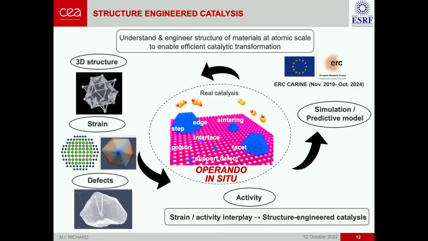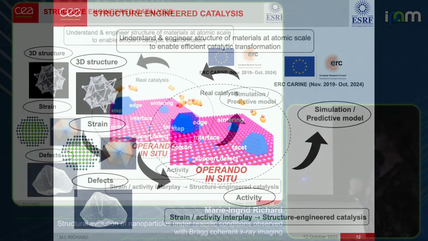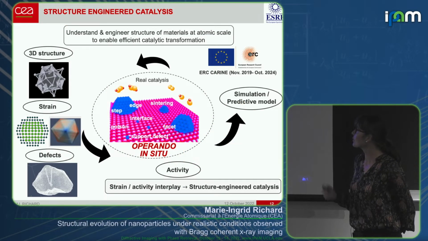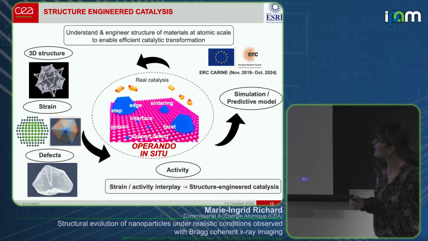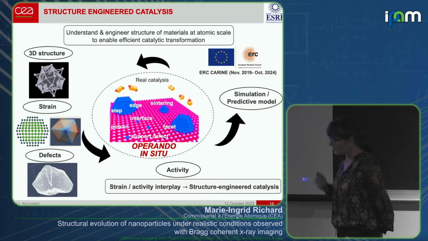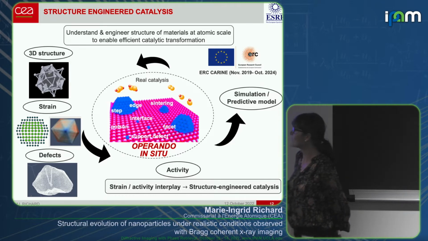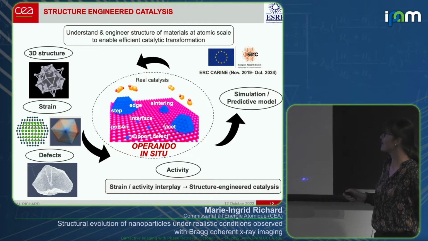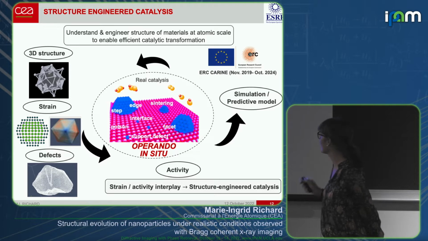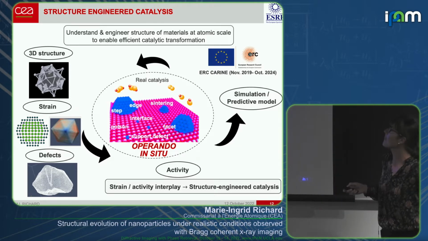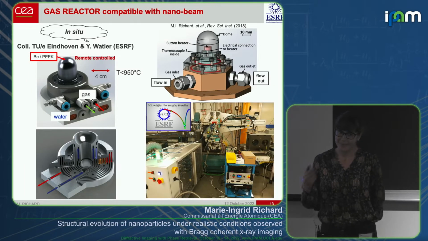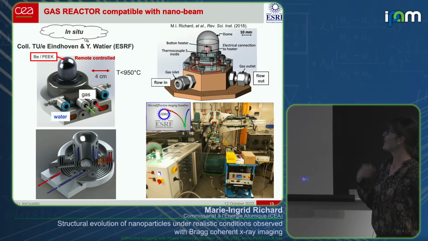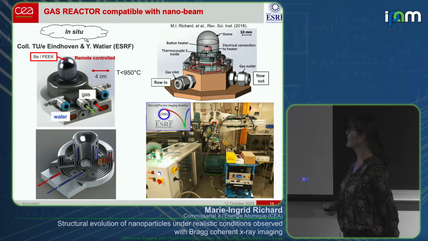So I showed you a lot of ex situ results. Now we want to do operando in situ catalysis. We want to understand and engineer the structure of materials at the atomic scale. Catalysis is quite complex. We want to get the structure, strain and defects at the same time as activity, and to develop predictive models. For this, we need to develop some tools, some sample environments for catalysis.